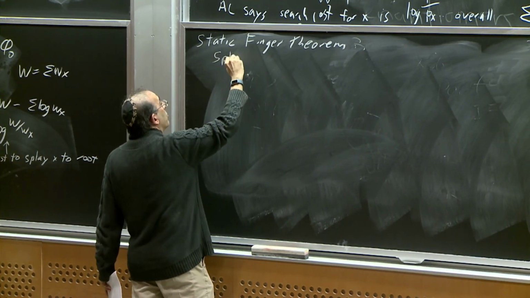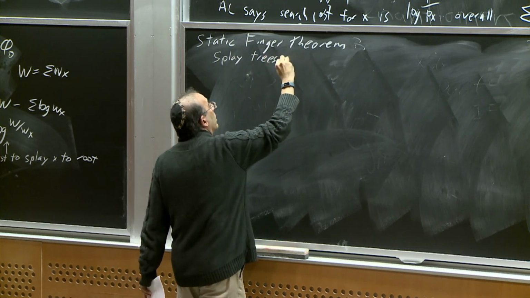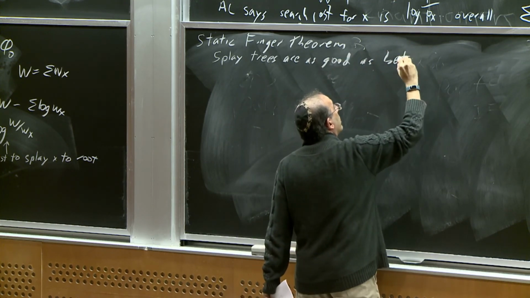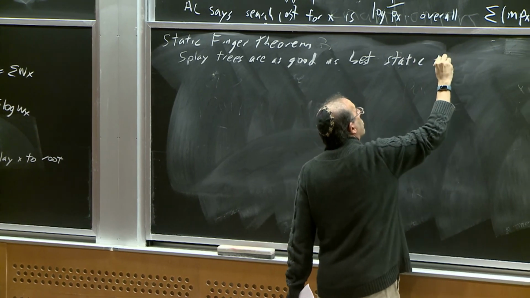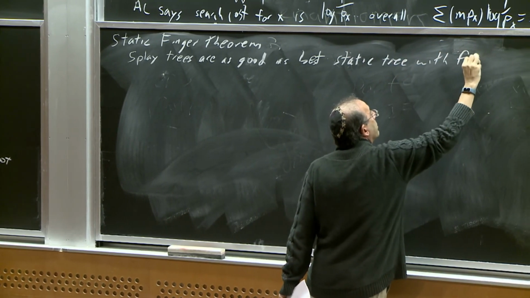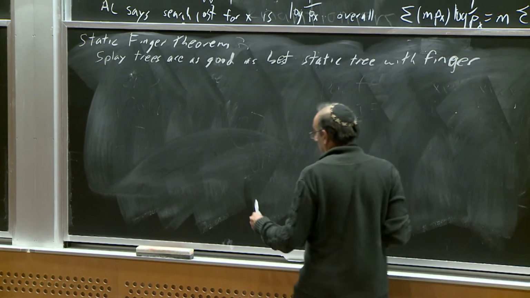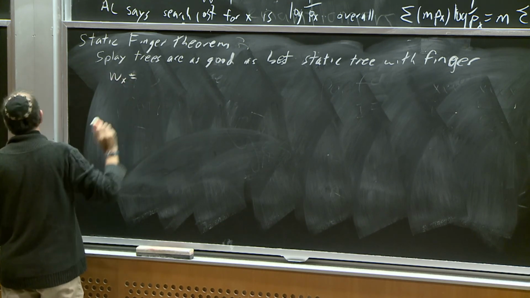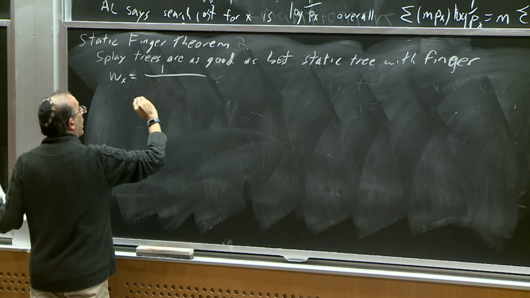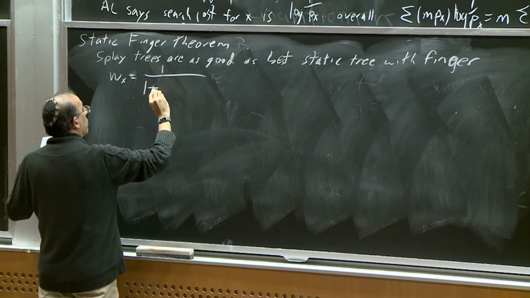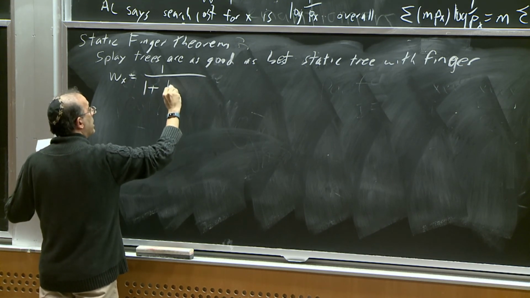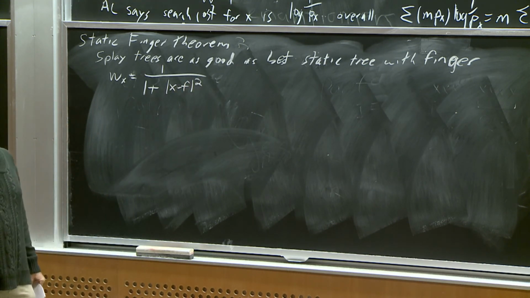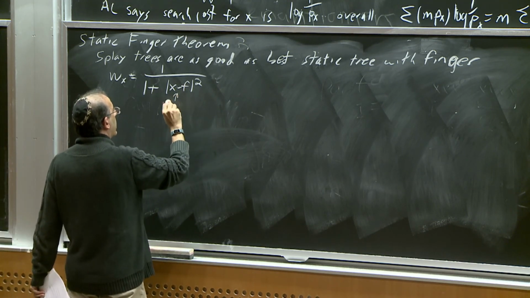The access lemma can be used to prove that splay trees are as good as the best static tree with finger. And to prove that, you just use a different potential function. You define the weight of node x to be 1 plus the distance from the finger in the list of items, the rank difference between x and the finger node.